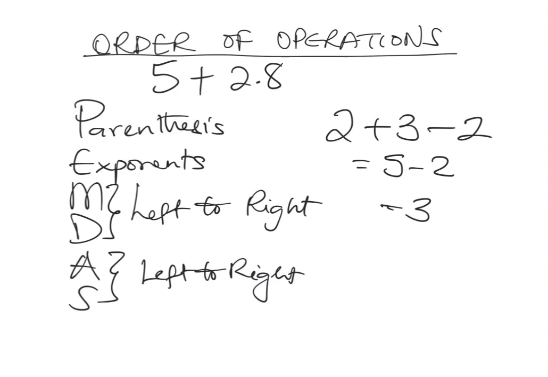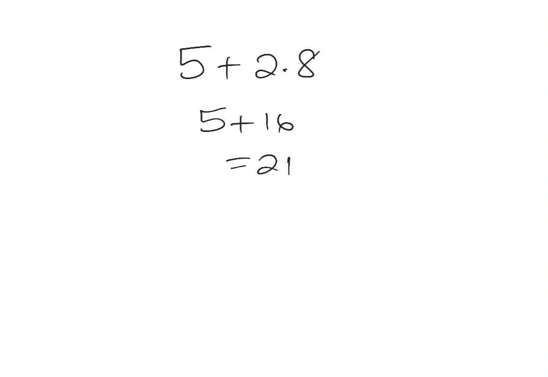Now, let's go ahead and look at a few examples using PEMDAS from 1.5, order of operations. So let's look at our example here. 5 plus 2 times 8. Well, remember, according to PEMDAS, we have to do the 2 times 8 first, because multiplication comes before addition. So in this case it would be 5 plus 16, and the answer is 21.